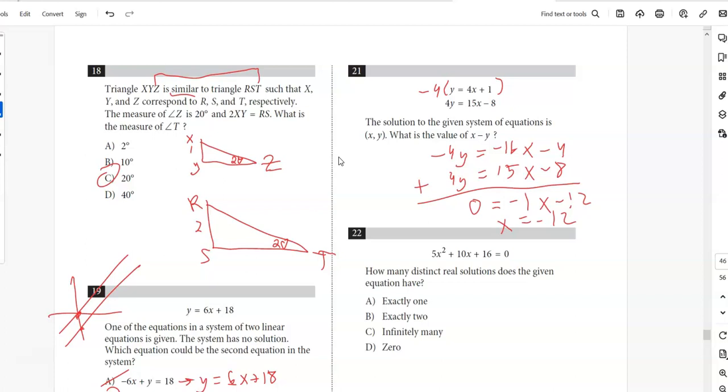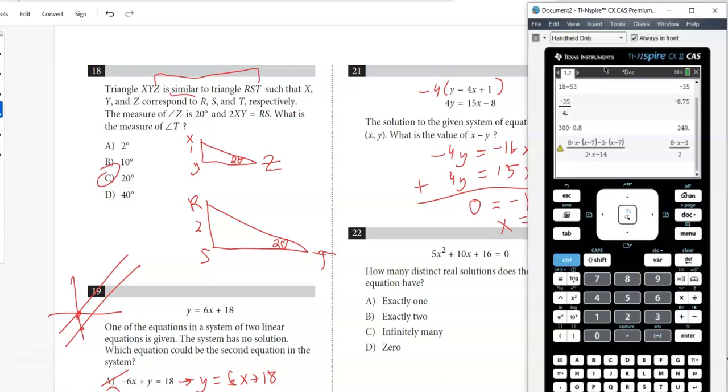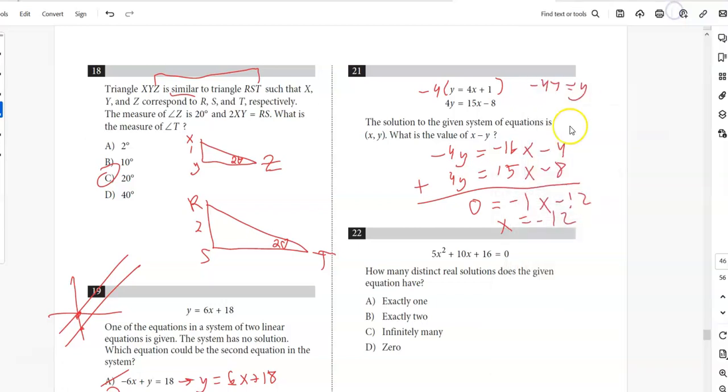Okay, so then we could plug that in. If x is -12, it's -48 plus 1 is -47 for y. So it would be x minus y, so -12 minus -47, I believe. Which is like plus 47. Get 35, which I think is the answer.